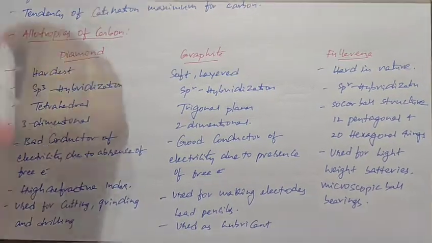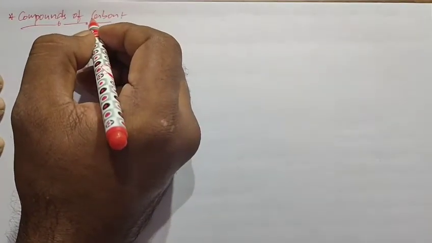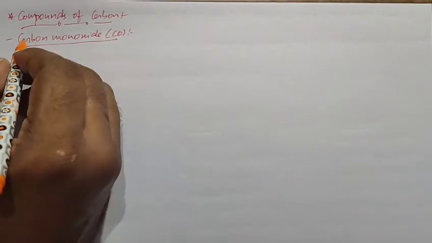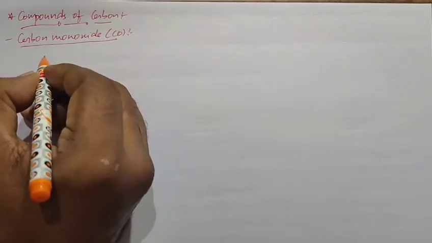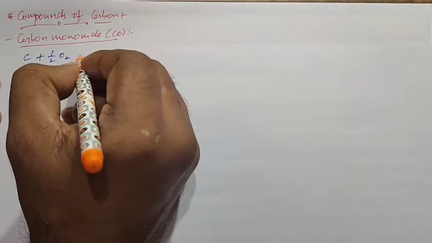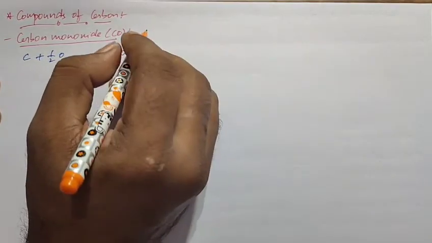That's all. Compounds of carbon. In the compounds of carbon, we are discussing carbon dioxide, carbon monoxide, carbon suboxide and carbides. So the first one is carbon monoxide, represented by CO. Carbon monoxide can be prepared by the partial combustion of coke. When graphite undergoes partial combustion, or in a limited supply of oxygen, it can form carbon monoxide.